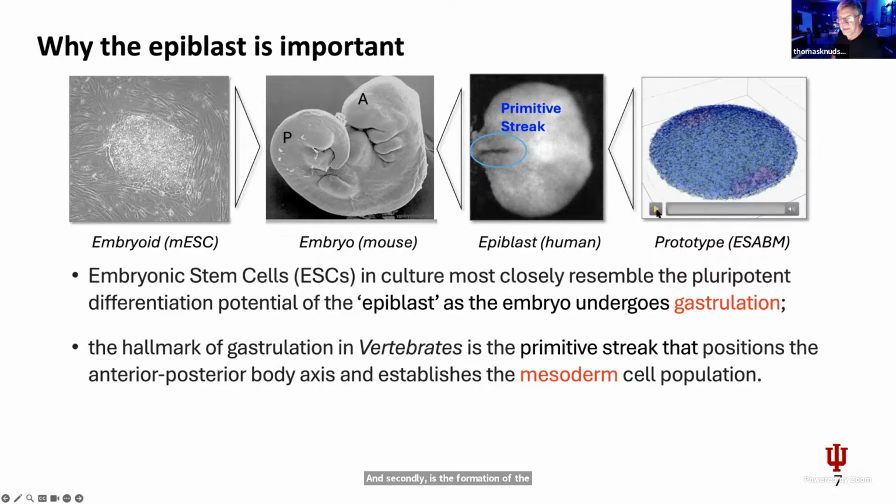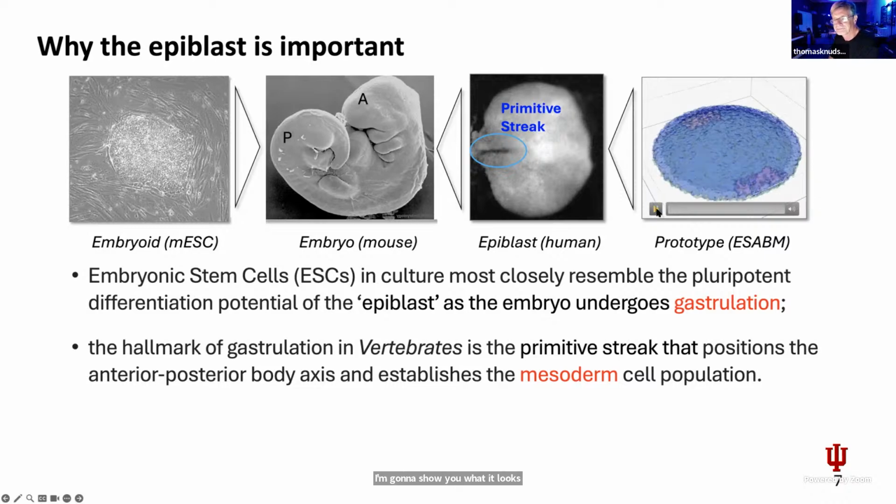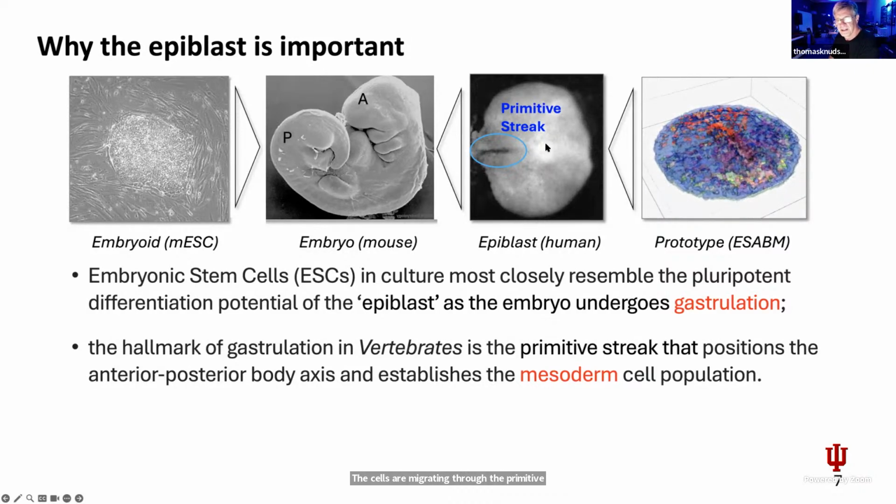So the model that we built was a 3D model in CompuCell 3D. We've done lots of 2D models, which are a lot easier to work with than the 3D model. But I'm going to show you what it looks like and then go through some of the basics and what you do with it. But here's the formation of the primitive streak. And what's happening is the cells are migrating through the primitive streak, and at this point it's a two-layered system, an outer and an inner layer, and the mesoderm forms in between.